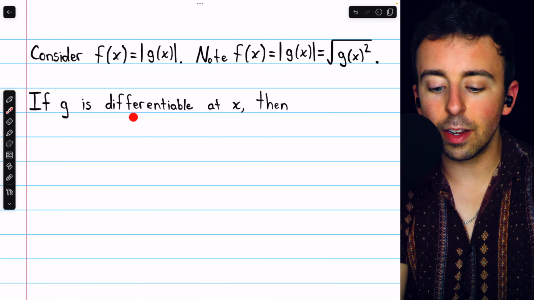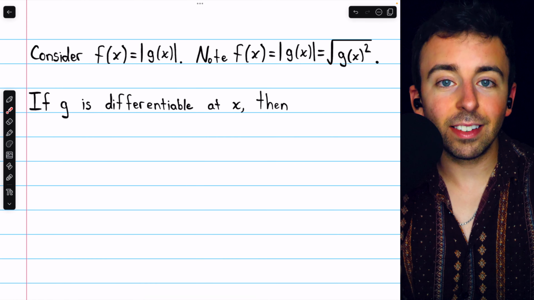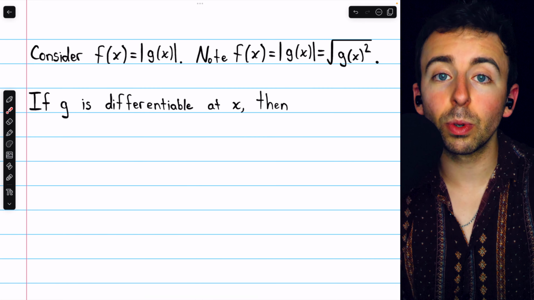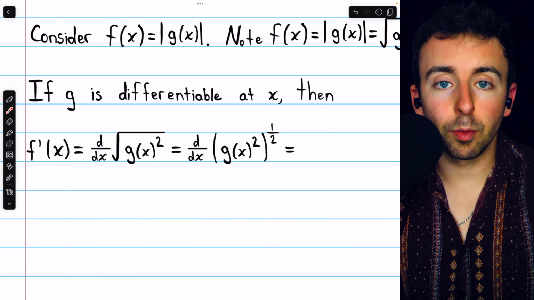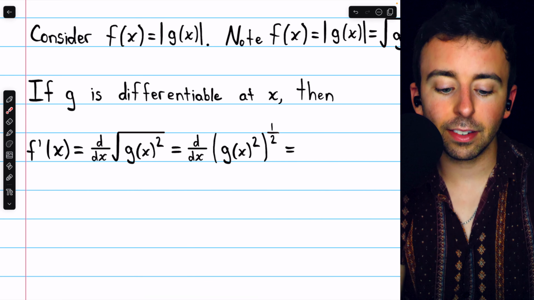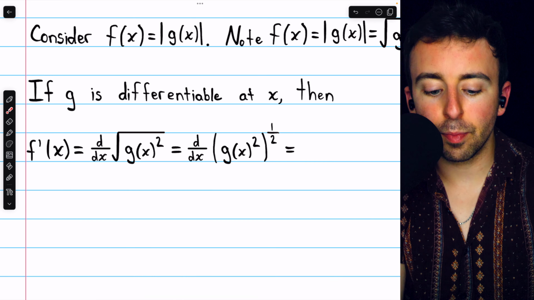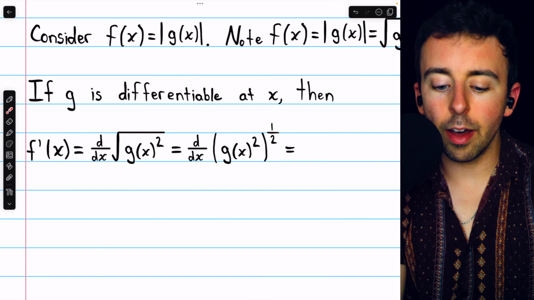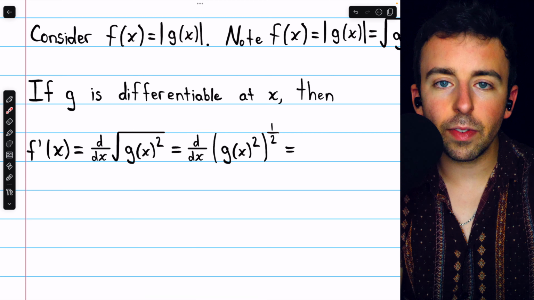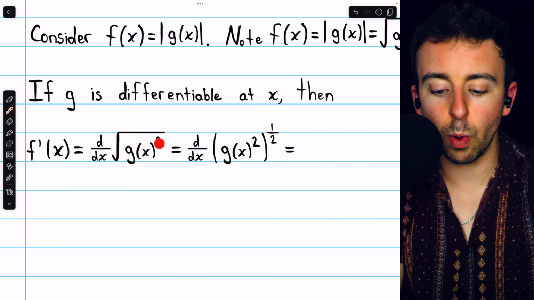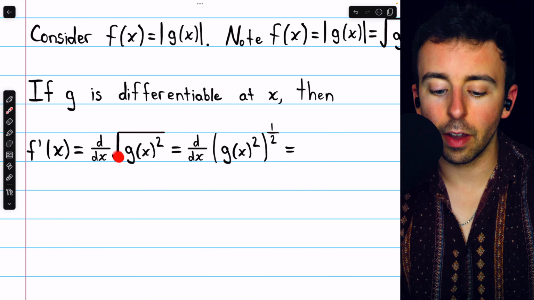So if g is differentiable at x, then indeed we can take the derivative of the absolute value of g of x. And here's what that looks like. First, we do a little bit of rewriting. We're saying that the absolute value of g of x is f of x, so what we're trying to find is f prime of x, the derivative. So we're looking for the derivative of the absolute value of g of x, but we know that's the same as the square root of g of x squared.